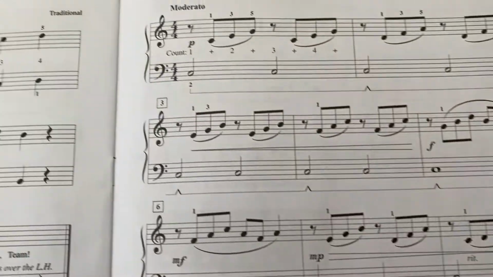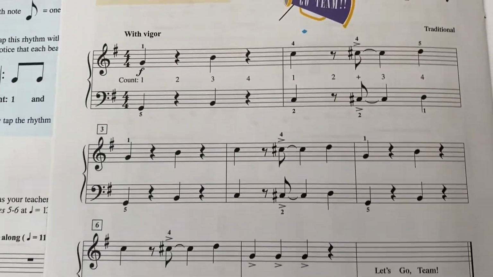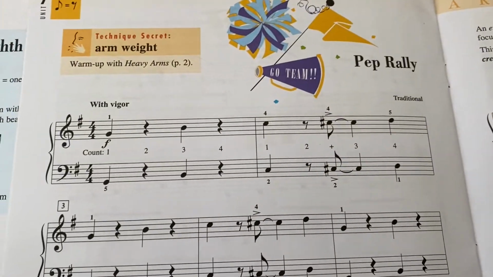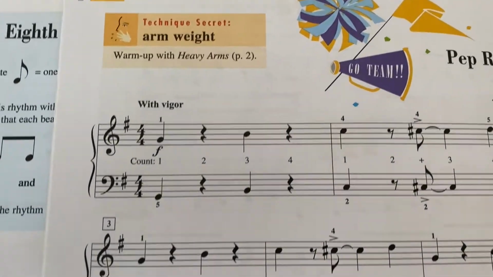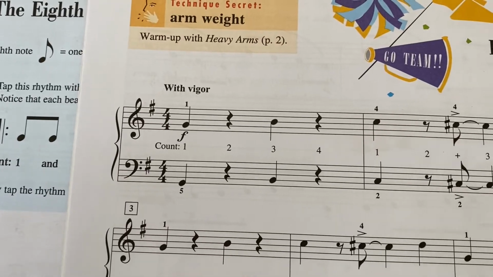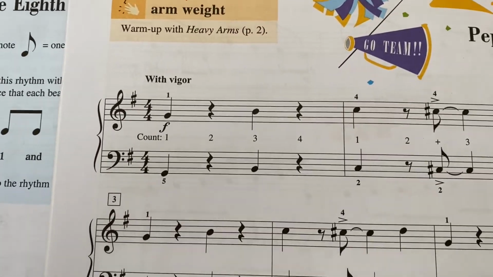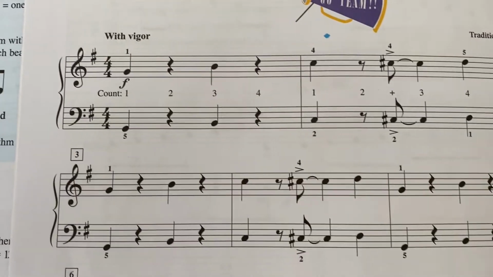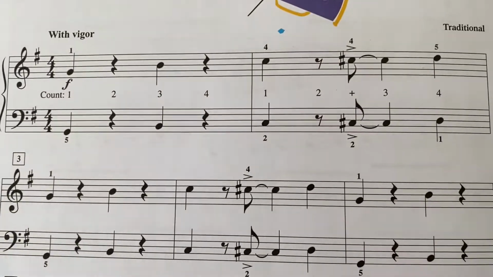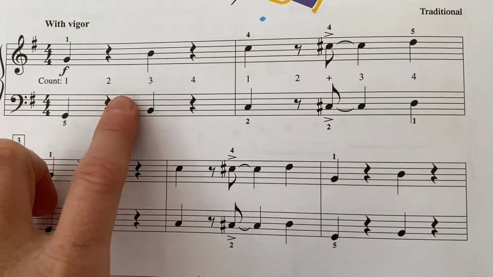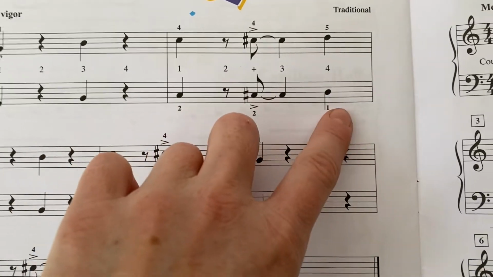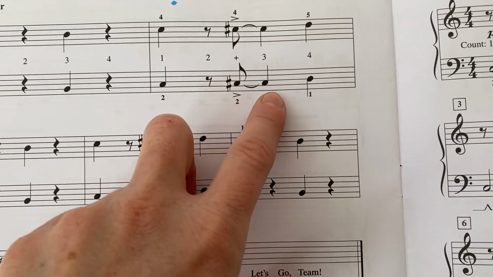So let's go on to our technique book. We're on technique page 26 through 27. Looking at this, we have a bunch of rests. One rest, three, so one, two, three, four, one, two, and three, four. Okay, so you've got this timing that's a little bit tricky. One, two, three, four, one, two, and three, four. So this is tied. And three, four.